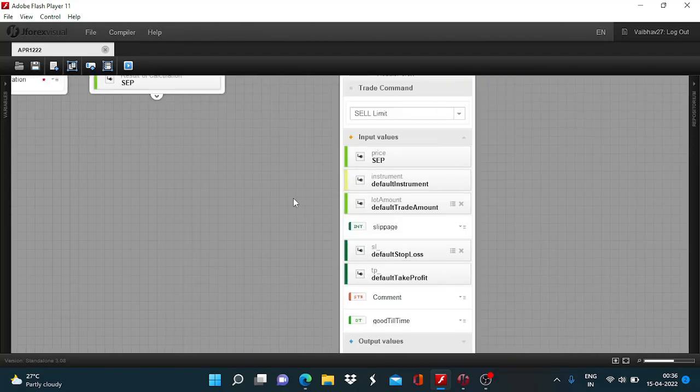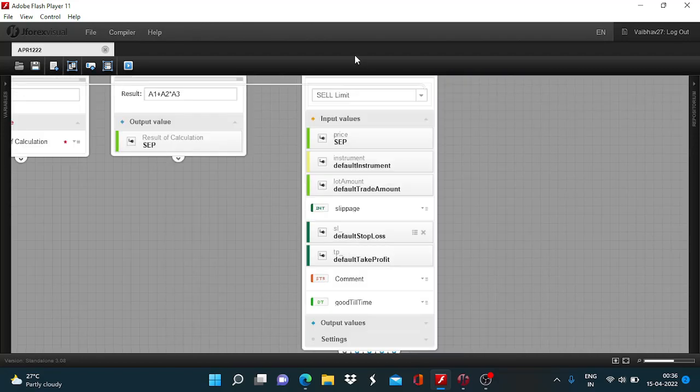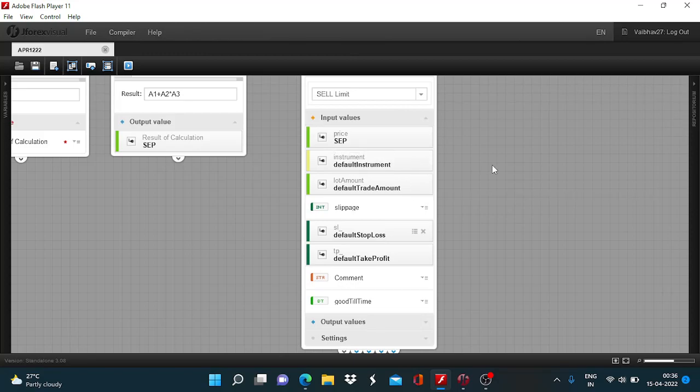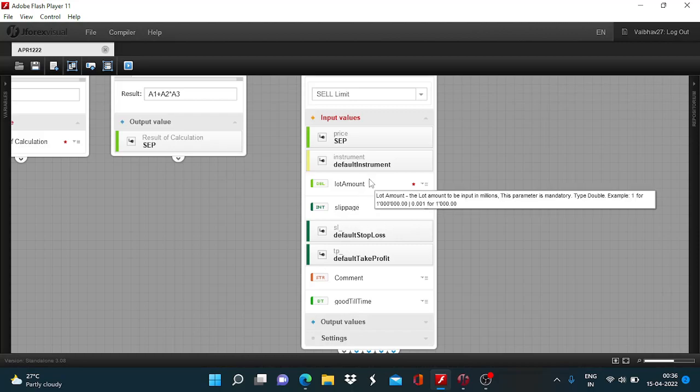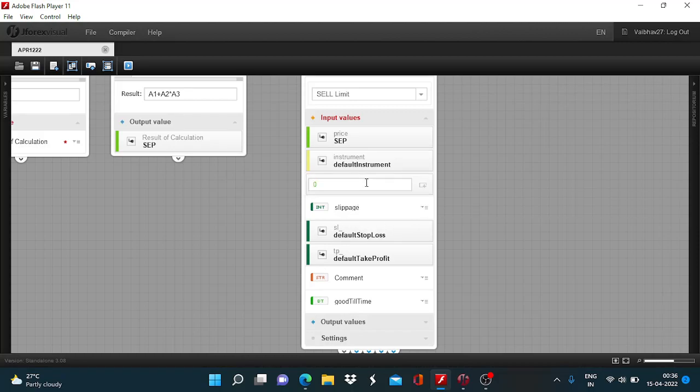Now coming to the default instrument, it remains as it is. Trade amount I will change to 0.1 million, slippage of 2 pips, stop loss and take profit. We need to define these two variables.